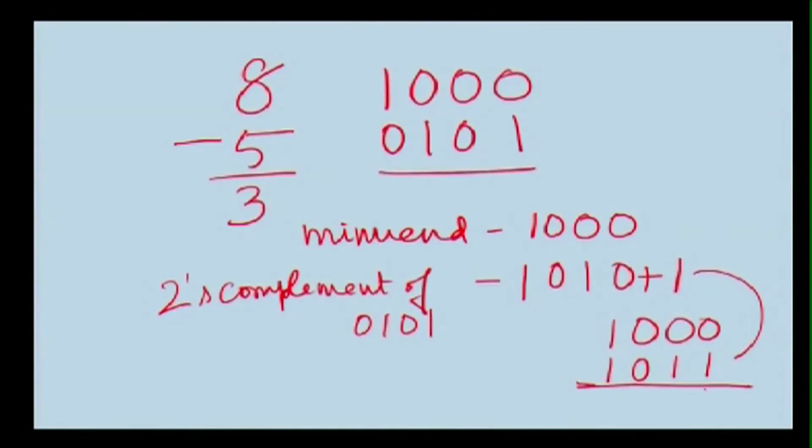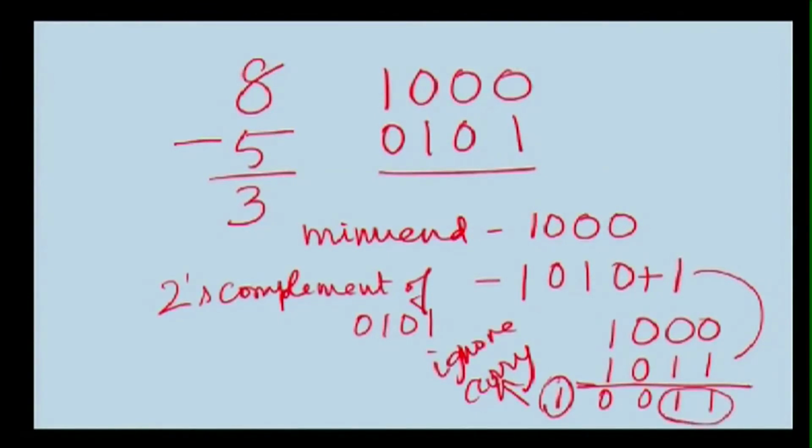Now, when I add this, I will get 1 1 0 0 1, which has a carry here. And the rule says, if I get a carry, what should I do? I should ignore it. And if I ignore this carry, the answer is only 0 0 1 1, which is nothing but 3. So, this is how 2's complement subtraction is done.